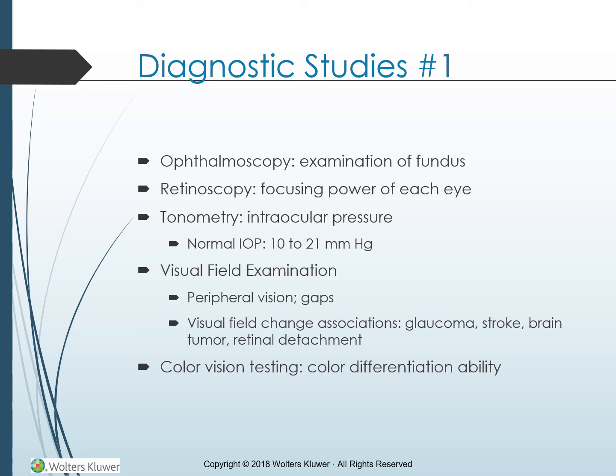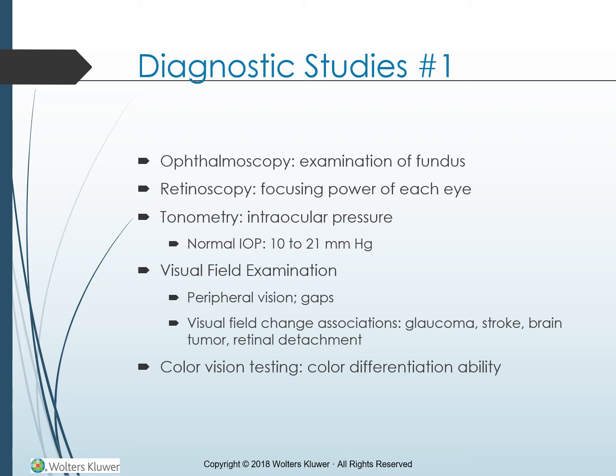Retinoscopy. Use of a retinoscope and trial lenses determines the focusing power of each eye. A retinoscope is a handheld instrument that produces a line of light. The light appears distorted in the eyes of clients with refractive errors. Trial lenses of varying refractive powers are then placed in front of the eye until the light streak does not deviate in any direction.